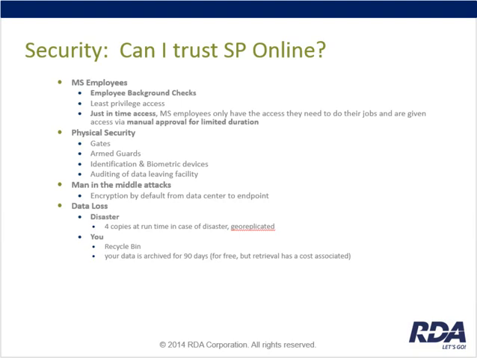That means a person has to approve any additional rights someone needs to go in and do something within the SharePoint data center. And even though it's granted, it times out after a certain period, so that there's no accidentally leaving somebody in a group and forgetting that they have access to something they maybe shouldn't have access to all the time. Then they have the physical security: gates, armed guards, IDs, and biometric devices. There's also auditing of data leaving the facility, which is an important consideration for most people. There's protection against the man-in-the-middle attack by SSL encrypting all the data from the data center to the endpoint.